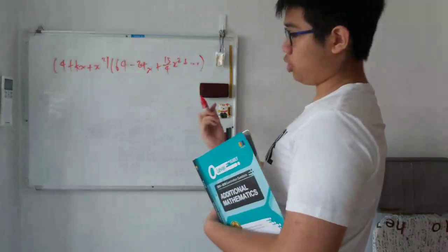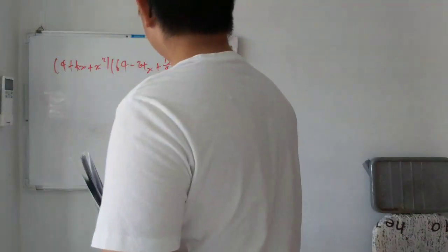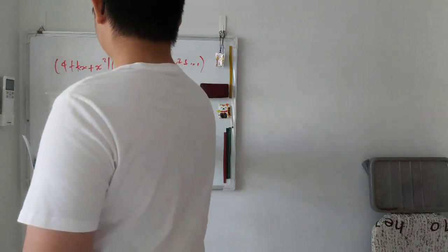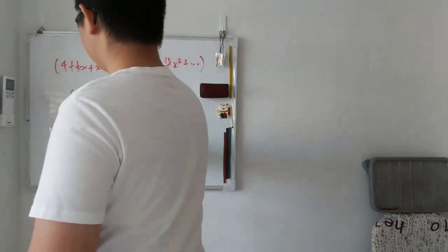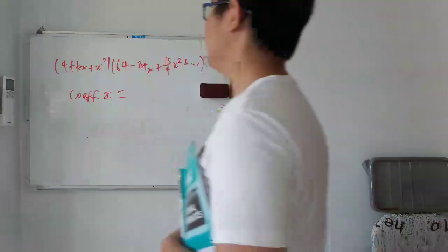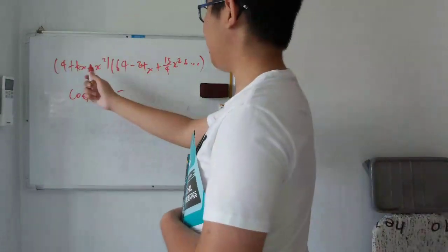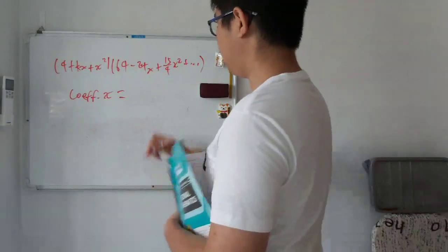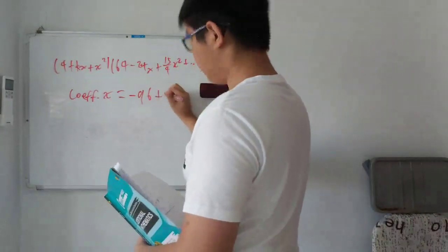And we are only concerned with the first three terms because we only need the coefficients of x and x squared. We don't need to worry about everything else over here. So let's say the coefficient of x, I'm just going to write coef x. What is this? Coefficient of x. So what do we need to consider? We need to consider 64 times kx and 24 minus 24x times 4. So this will be, let's say, negative 96 plus 64k.